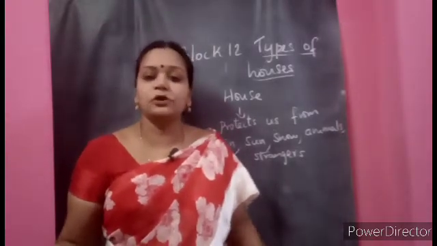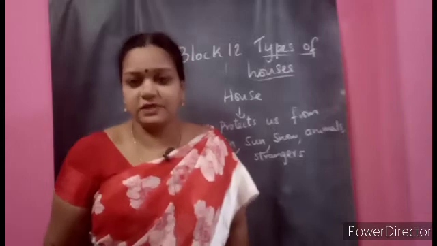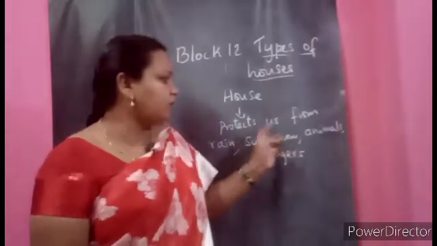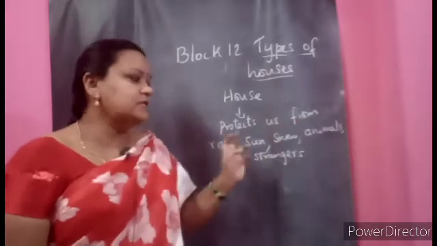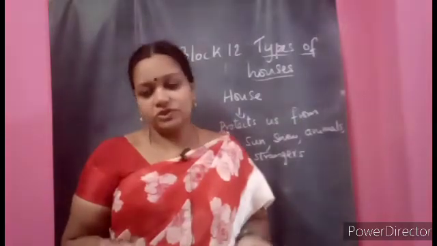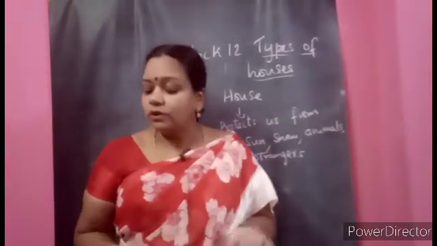Either it may be big or small, our house is the best place for us because it gives us protection. Very simply, it protects us from the rain, sun, or you can write one word, weather, and also from the animals and the strangers. Yes. So now, what are the different types?